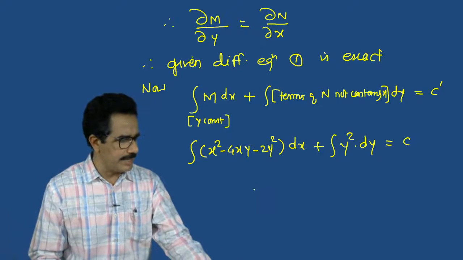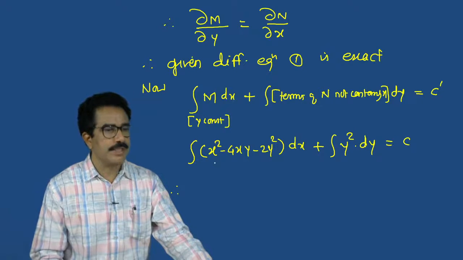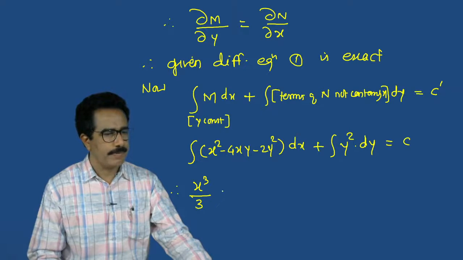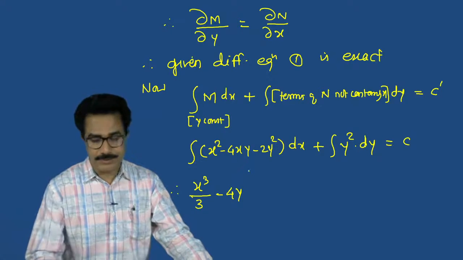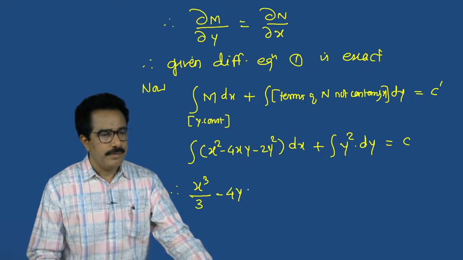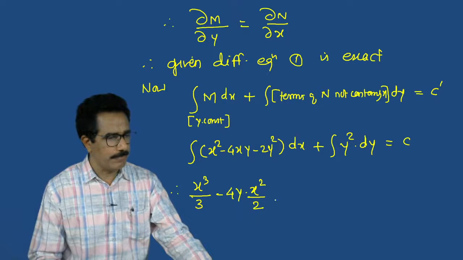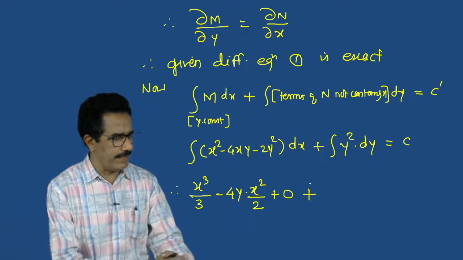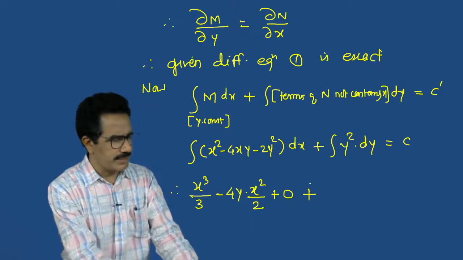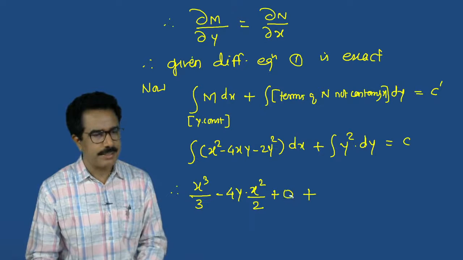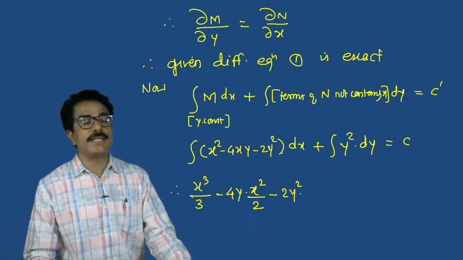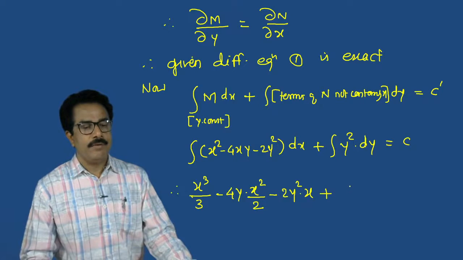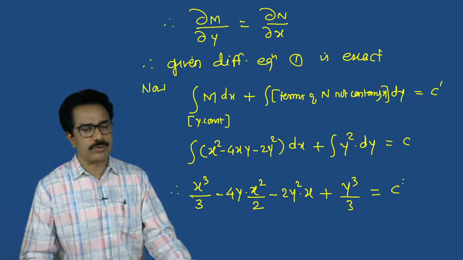So we can write this as, आता इंटिग्रेशन घ्या रे स्टुडंट्स. एक्स स्क्वेअरचं इंटिग्रेशन x cube by 3 with respect to x minus 4y. y is considered as a constant. 4x चं इंटिग्रेशन येतं x square by 2, plus y constant आहे म्हणजे याचा 0 प्लस constant. So integration of 1 with respect to x is x, plus y square चं इंटिग्रेशन y cube by 3, which is equals to suppose c dash.